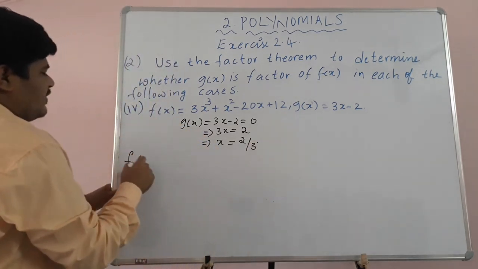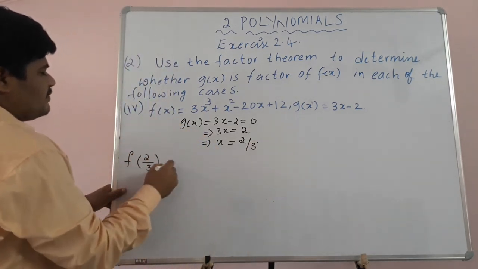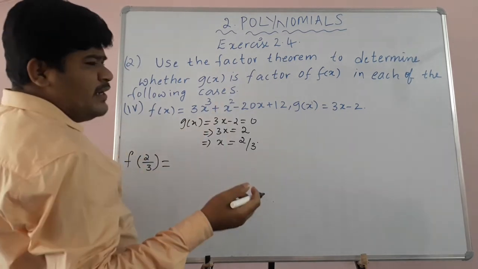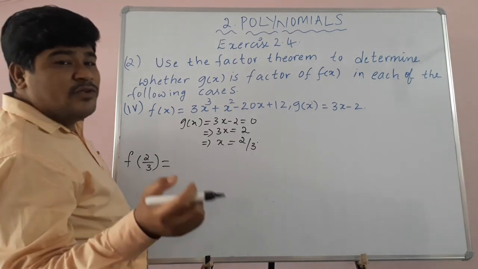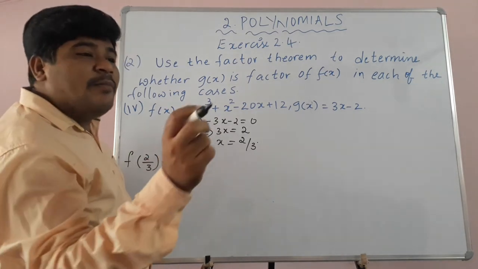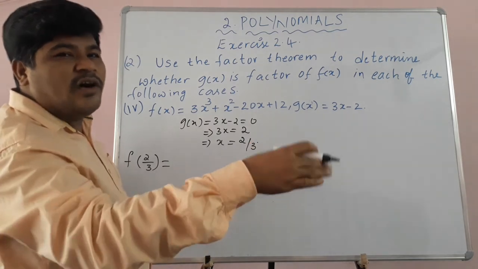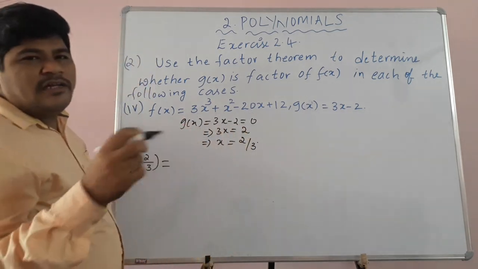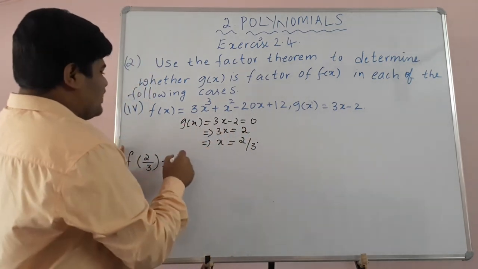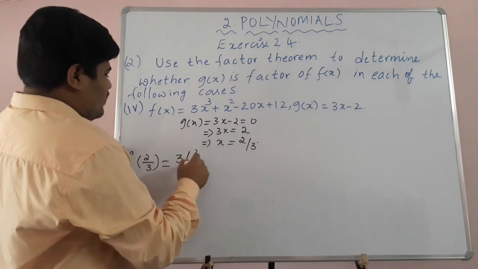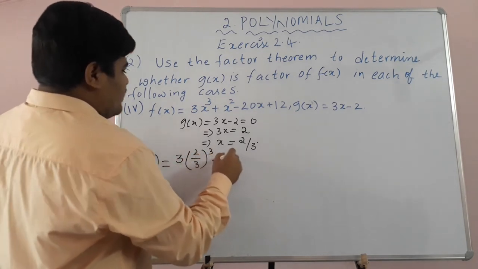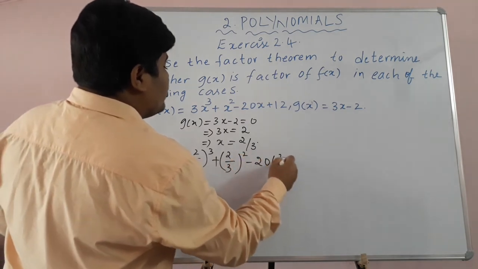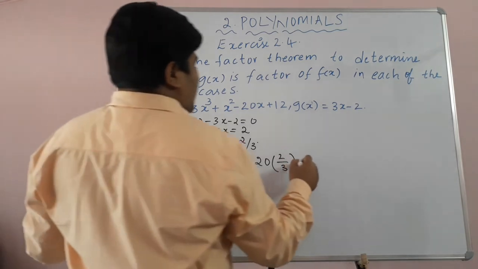Now children, we are finding its remainder, that is f of 2 by 3. So just substitute this 2 by 3 in the place of x to get the remainder. So this is the remainder theorem. By using the remainder theorem, we find the remainder, and by seeing whether it is 0 or non-zero, we can decide whether it is a factor or not. If remainder is 0, then it is a factor. So f of 2 by 3 is 3 of 2 by 3 whole cube plus 2 by 3 whole square minus 20 into 2 by 3, plus 12.